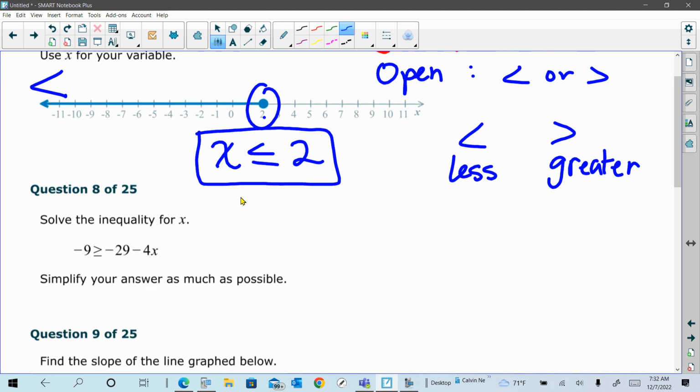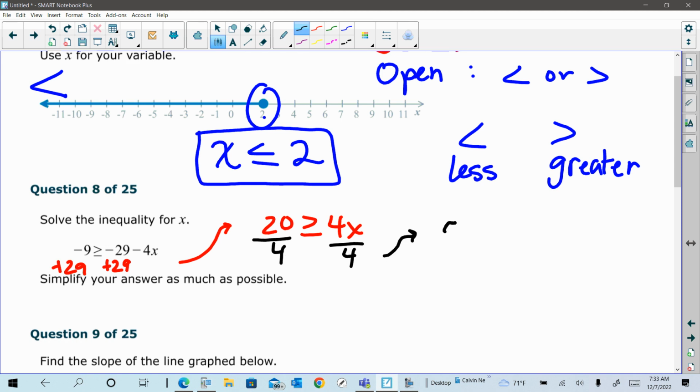And then here, they want you to solve. You solve inequalities just like equations. So you isolate the variable. Since this is a negative 29, we're going to add 29 to both sides. This would give me 20 is greater than or equal to 4x. And then you just have to divide both sides by 4. So 5 is greater than or equal to x.